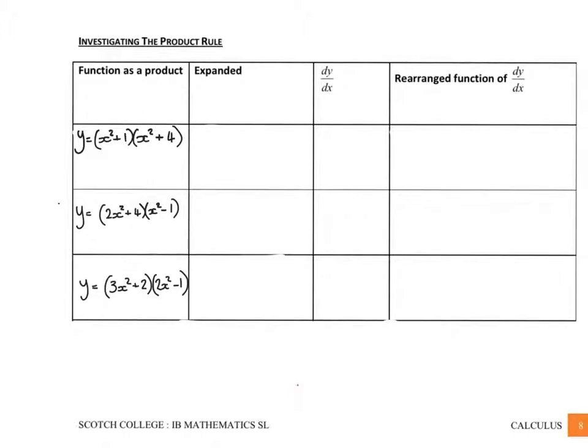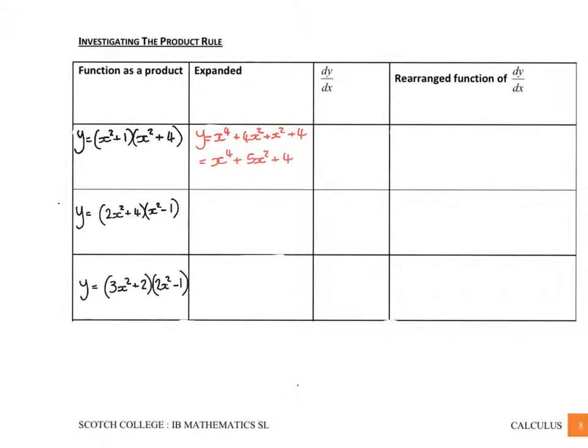Okay, so here's a couple of harder questions. Maybe you've had a look at some of the ones from the booklet, or maybe you haven't yet, but here's a couple of harder questions. I'm going to do them in the same way. So I'm going to expand them out first of all. So I'd get y equals x to the power of 4 plus 4x squared plus x squared plus 4. So that is x to the power of 4 plus 5x squared plus 4.